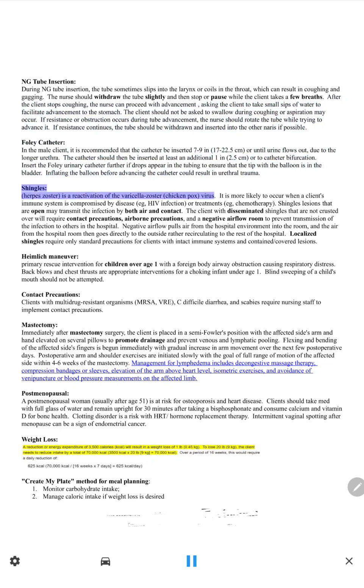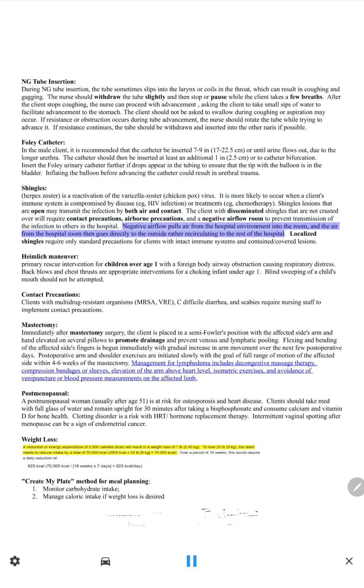Shingles. Herpes zoster is a reactivation of the varicella zoster, chickenpox virus. It is more likely to occur when a client's immune system is compromised by disease, e.g., HIV infection, or treatments, e.g., chemotherapy. Shingles lesions that are open may transmit the infection by both air and contact. The client with disseminated shingles that are not crusted over will require contact precautions, airborne precautions, and a negative airflow room to prevent transmission of the infection to others in the hospital.